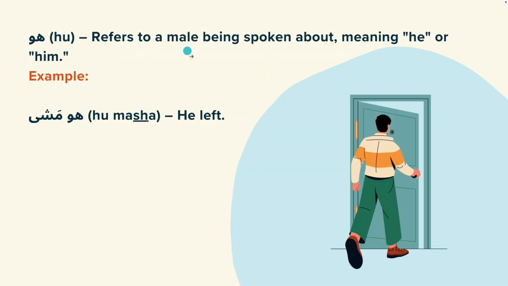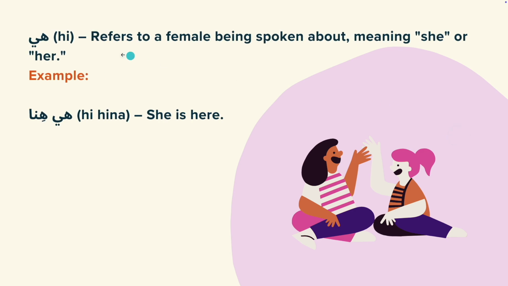Who refers to a male being spoken about, meaning he or him. Who masha? He left. He refers to a female being spoken about, meaning she or her. He hina, meaning she is here.